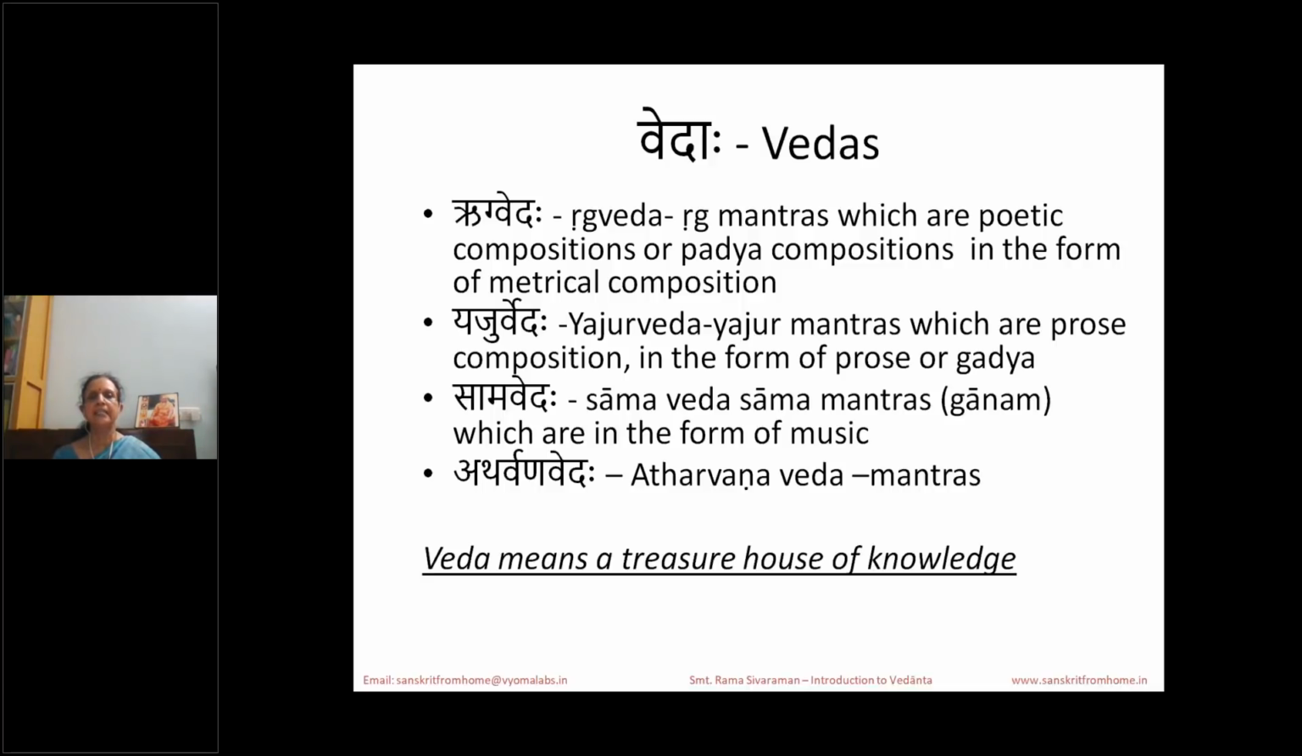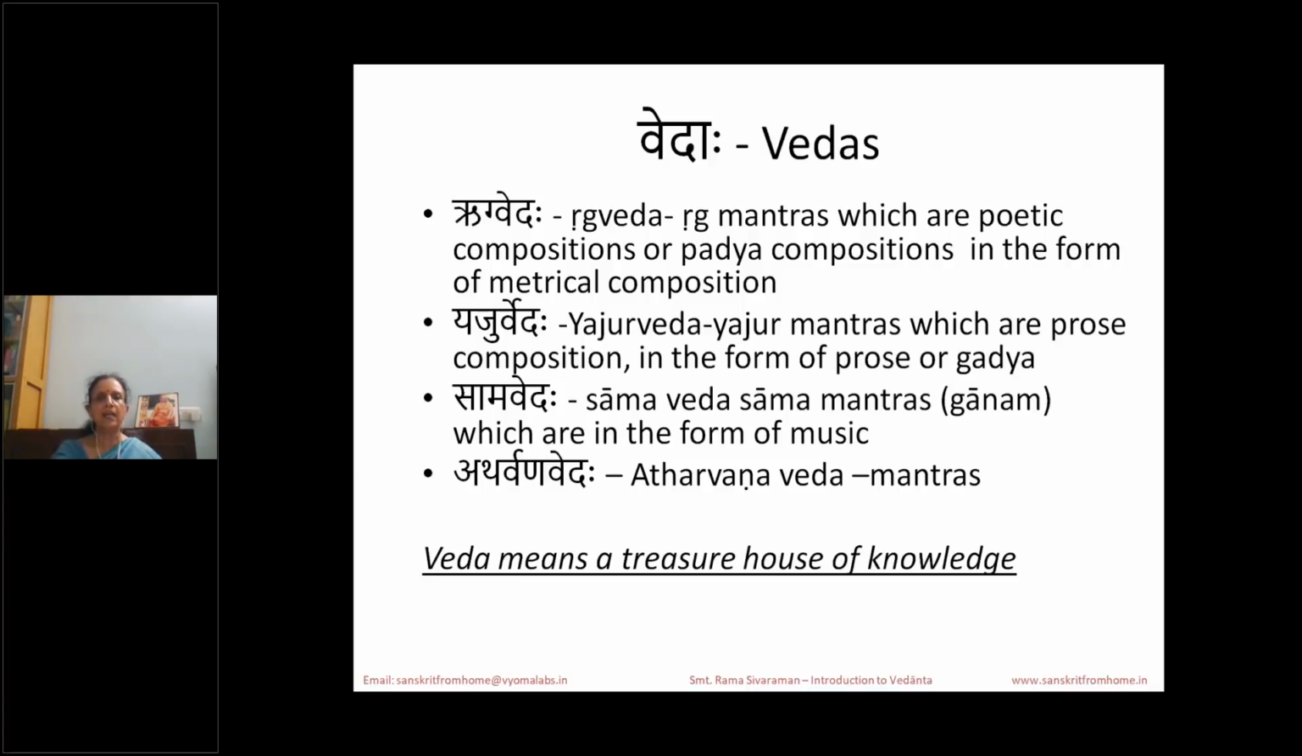The Rig Veda mantras are poetic compositions. I'm not going to expand on this because most of us know what is Rig Veda, Yajur Veda, etc. Yajur Veda has more mantras in the form of prose or gadya. Sama Veda is musical and Atharvana Veda is more practical mantras. In fact, they have mantras for removing even snake poison, etc. Very, very down to earth, practical kind of mantras. And Veda means a treasure house of knowledge.